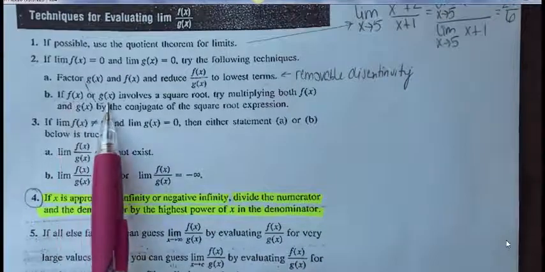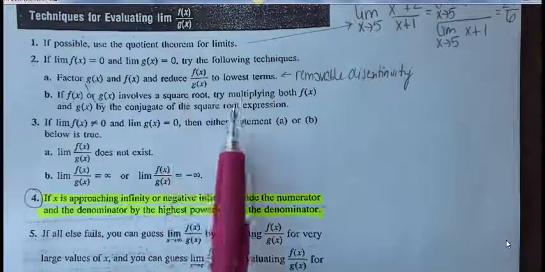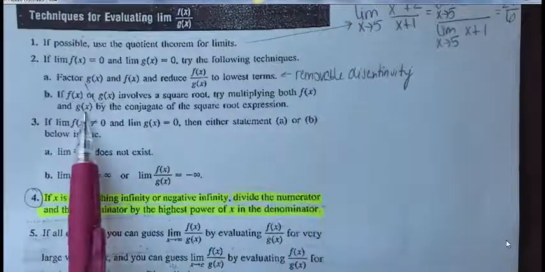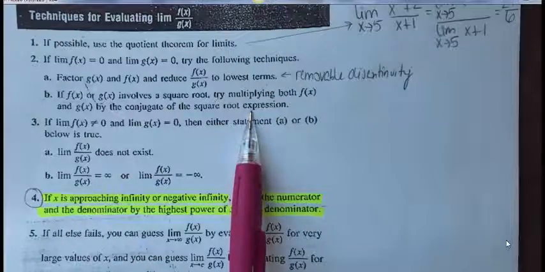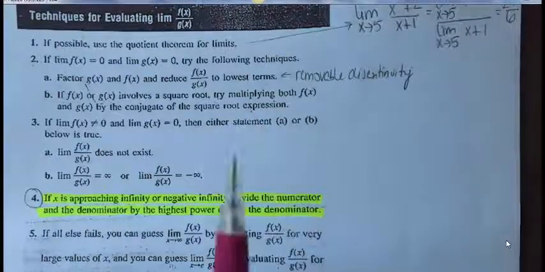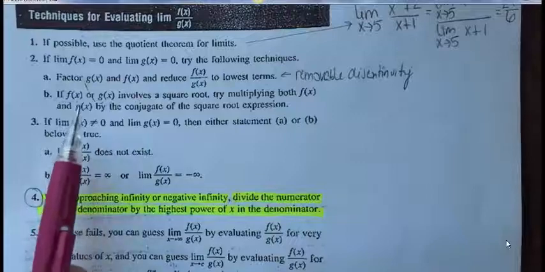Now, if f of x or g of x involves a square root, try multiplying both f of x and g of x by the conjugate of the square root expression. So for example, if you had the square root of 2, you can multiply top and bottom by the square root of 2. If you had the square root of 2 minus 1, the conjugate of that would be the square root of 2 plus 1. Okay? So those are a couple of techniques that you can try.